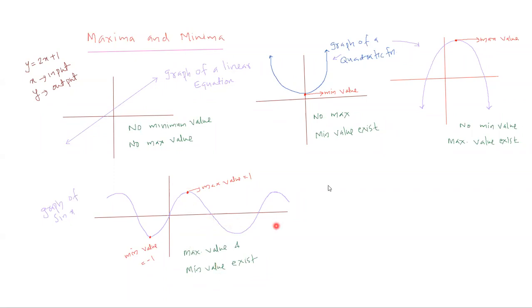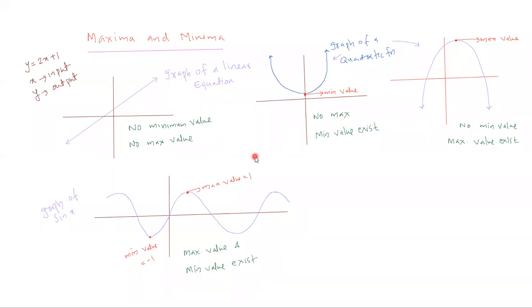So in general, we can say like this. Sometimes for any function, I just show you 4 examples only. Sometimes minimum value exists, but no maximum value. Sometimes maximum value exists, but no minimum value. Sometimes both maximum and minimum value exist, and sometimes there is no minimum or there is no maximum. Okay? So that is a basic concept.